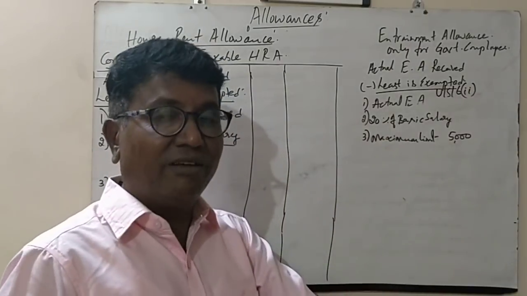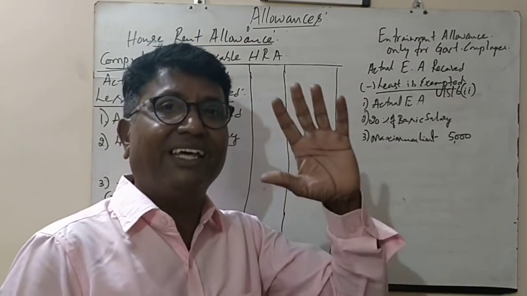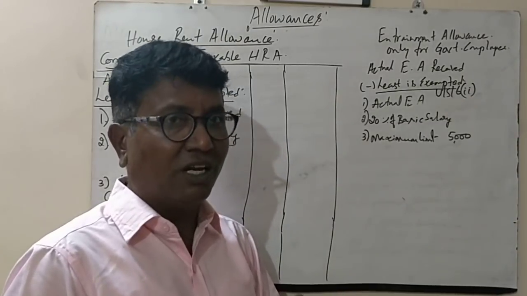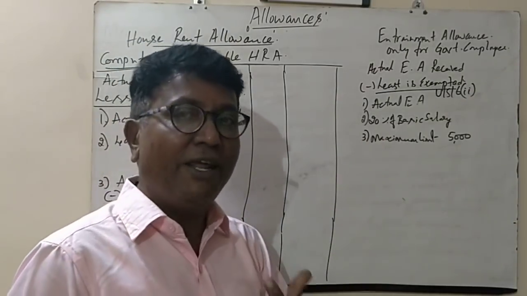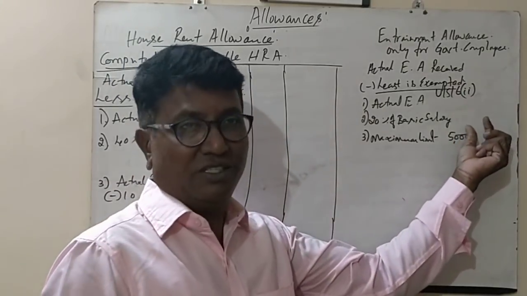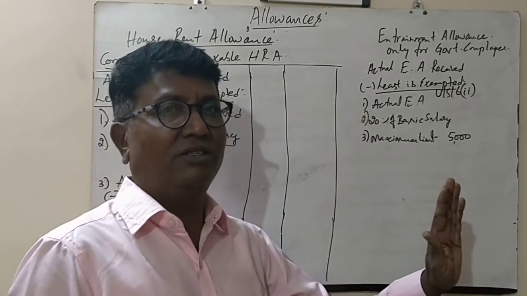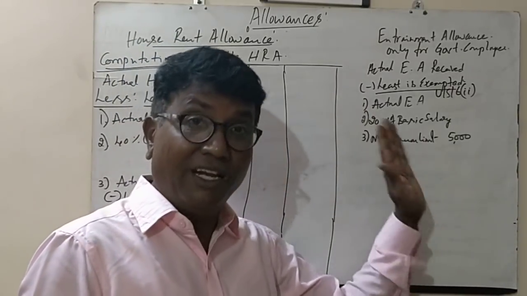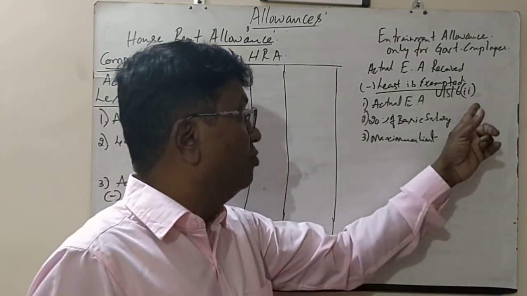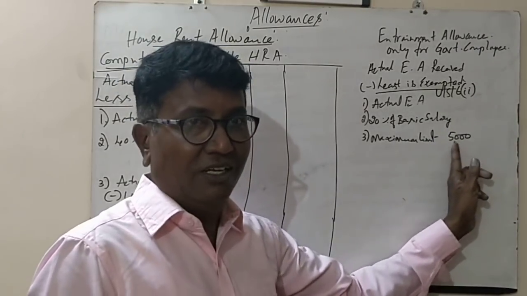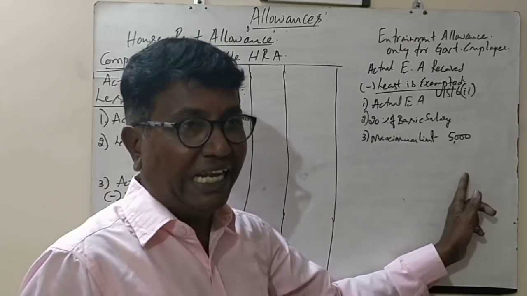Calculate annually. Suppose I have a basic salary of 5,000 per month. Annually, for 12 months, it is 60,000. 20% of 60,000 is 12,000. That amount we have to take here. And the maximum limit is 5,000. This is not per month, this is the limit of 5,000 rupees. Whichever of these is least, that is the exemption, and the remaining we will tax.